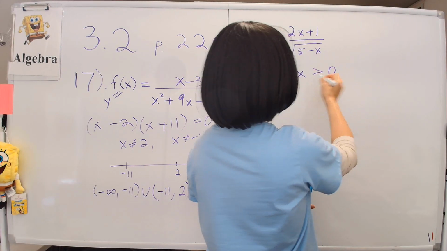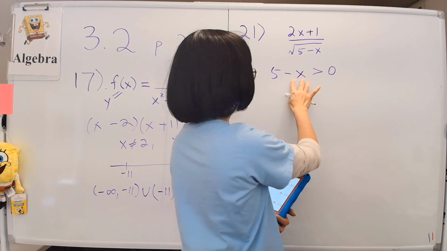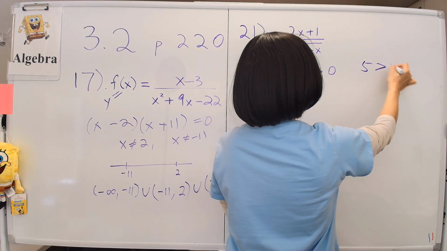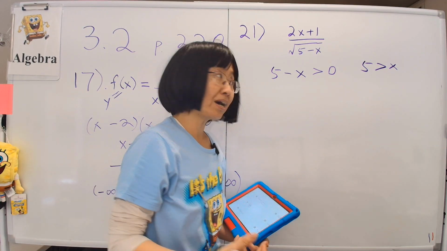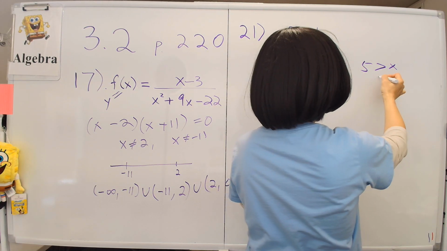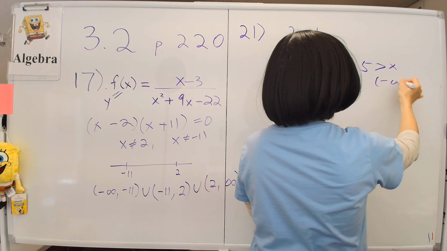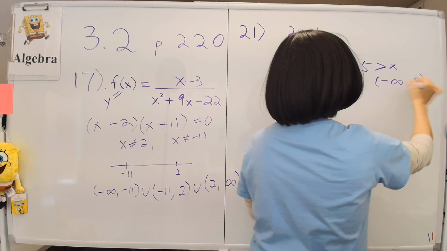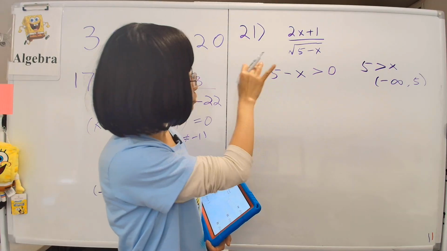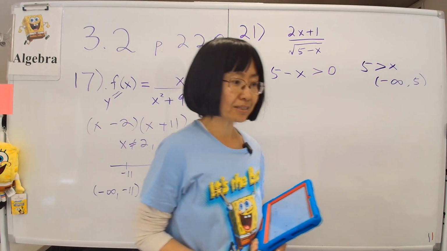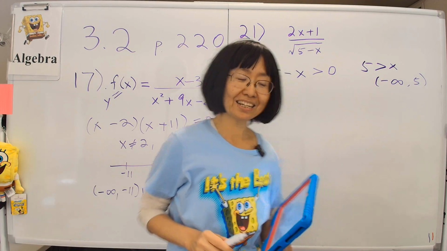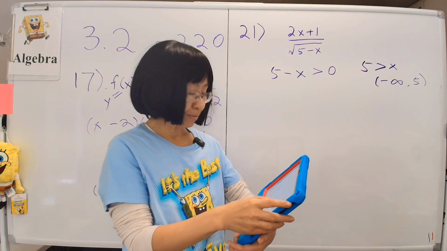Put another way, move the x to the other side because it's negative. So the other way of saying it is 5 is bigger than x, or x is smaller than 5. In this notation, we have minus infinity to 5, because that just means x is less than 5, and not including 5, because including 5 will make the denominator 0, and that is not acceptable. Yep, that is the answer in the answer key for problem 21.